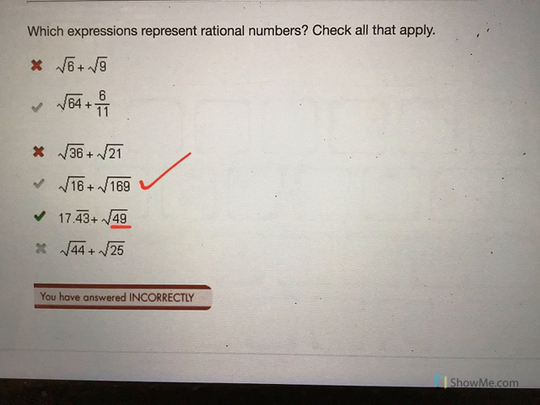Now this one, square root of 49 is 7. And though this has a decimal that goes on forever, it has a pattern, so it's rational. So this is rational. Square root of 25 is 5, but square root of 44 is not a perfect square.